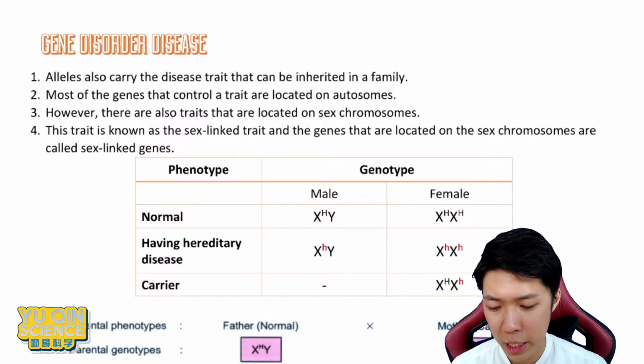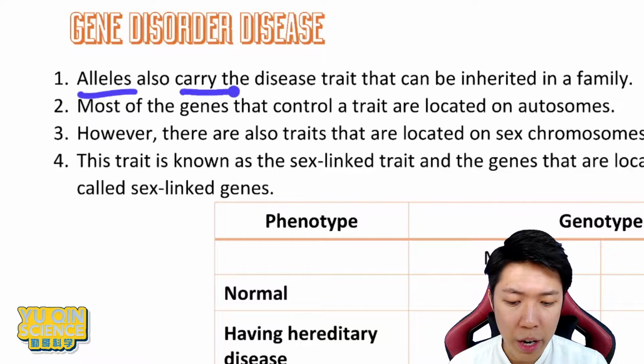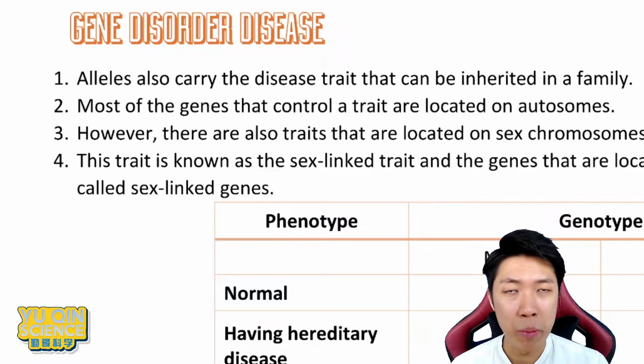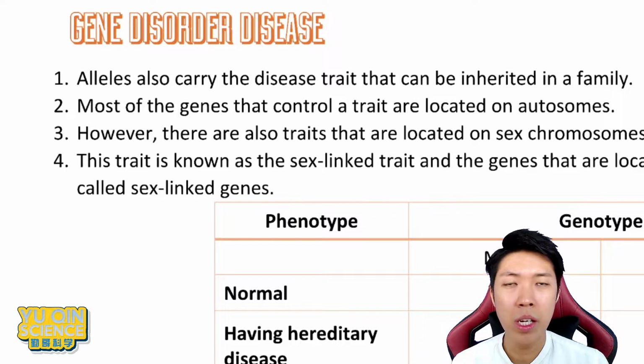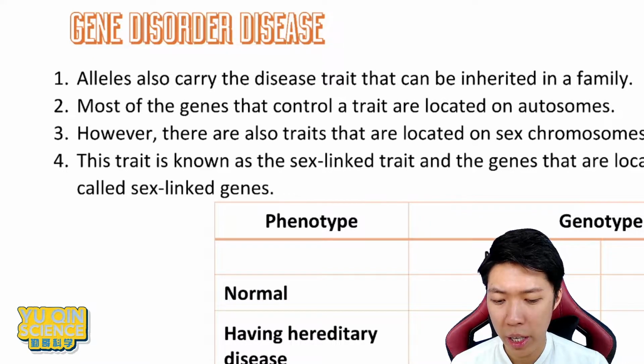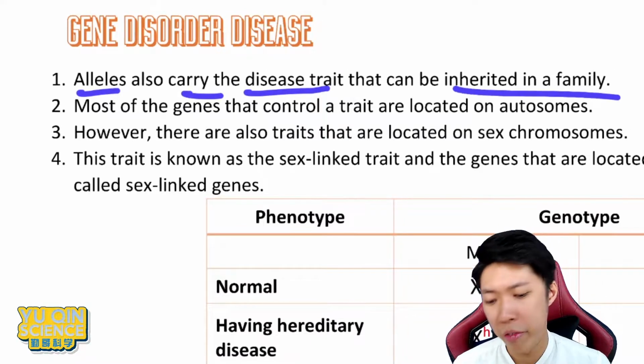Why do we call it sex-linked genes? So let's take a look into this. Alleles also carry diseases. Alleles means all the chromosomes where you have genes. Genes come in a pair. Remember dominant genes and recessive genes. So they come in a pair, hence we call them alleles. Alleles also carry disease traits that can be inherited in the family.